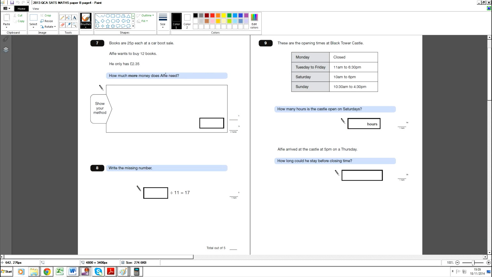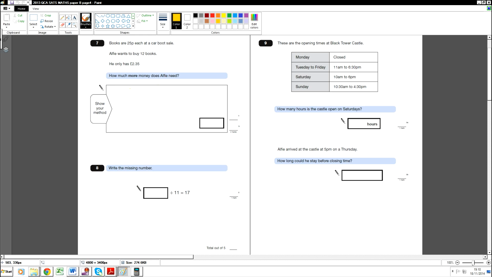Right, here we go. It says that books are 25p each at a car boot sale. Alfie wants to buy 12 books. He only has £2.35. How much more money does Alfie need? So what we need to work out is the difference between the cost of the books and the amount of money that he has. So it's going to be the cost of the books minus the amount of money he has.